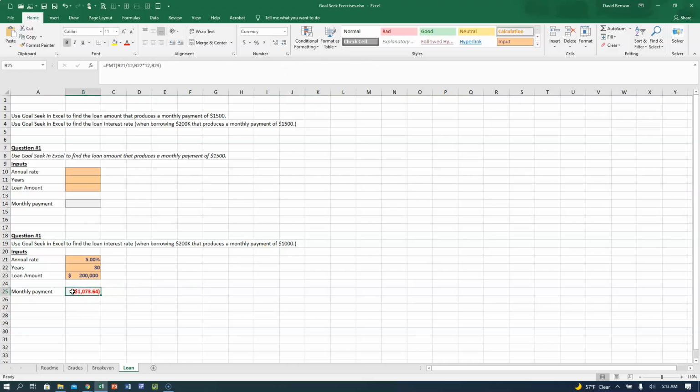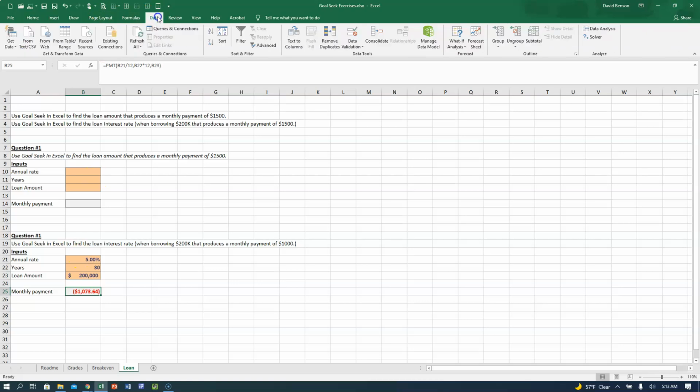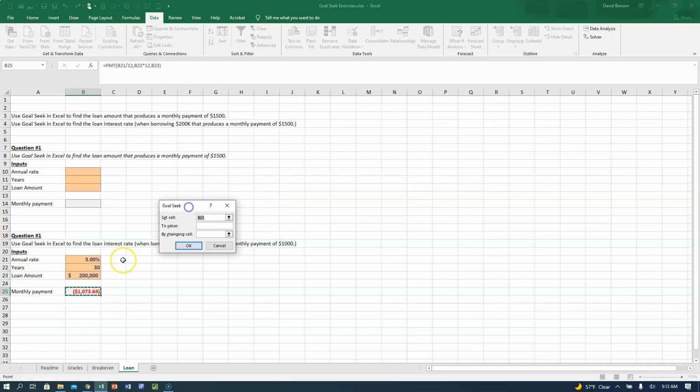So I'm going to click on this monthly payment. I'm going to go Data, What If Analysis, GoalSeek. So I want to set B25, the monthly payment, to negative 1,000. That's the only tricky thing: this is an outflow, so it's negative 1,000. And I want to do it by changing the interest rate.